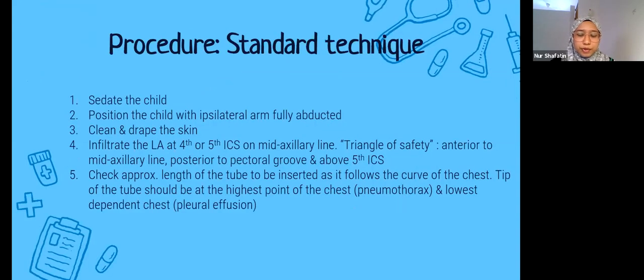So for the standard technique, firstly, we need to sedate the child, position the child, clean and drape the skin, and infiltrate the local anesthesia at the 4th or 5th intercostal space on the mid-axillary line at the triangle of safety. Next, we need to check the approximate length of the tube to be inserted as it follows the curve of the chest. So the tip of the tube should be at the highest point of the chest in a patient with pneumothorax and the lowest dependent chest if the patient has pleural effusion.